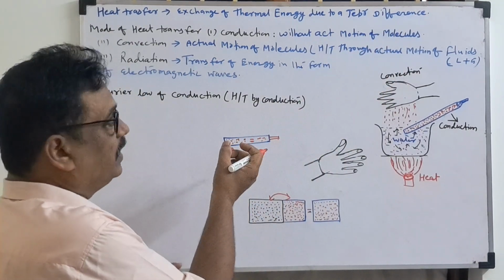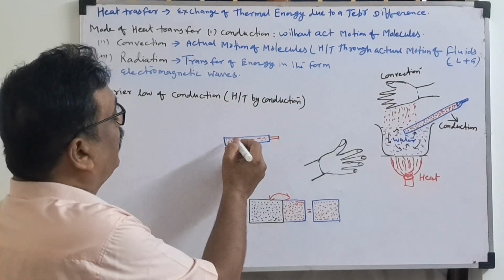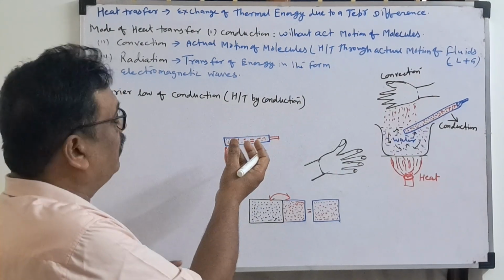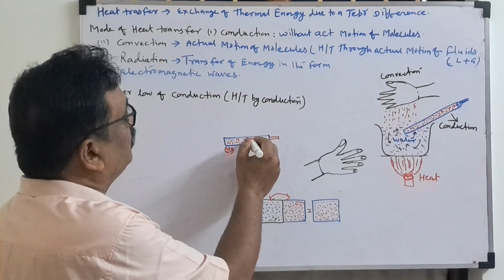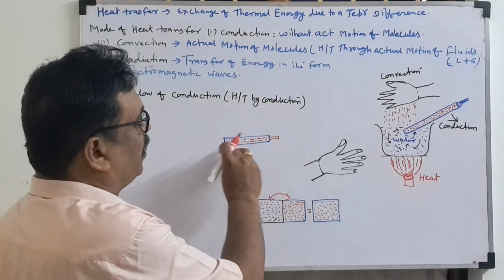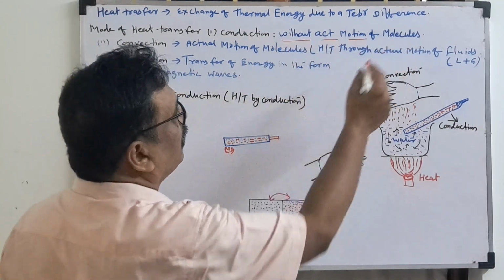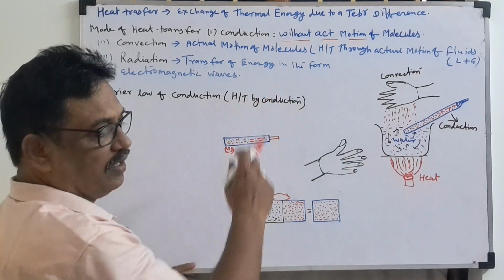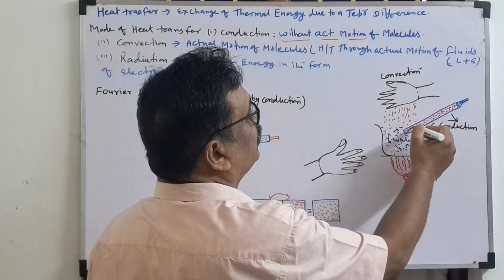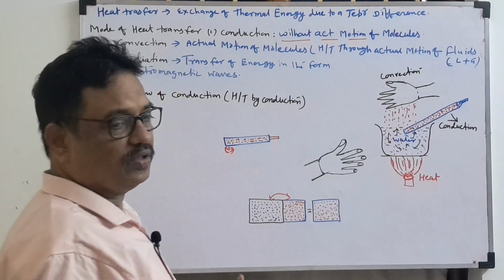A molecule that gets heated will vibrate, it will jump, and it will transfer the heat to the neighbor molecules. Again the neighbor molecules get heated, jump, and transfer heat to their neighbors. Simultaneously all the molecules get heated and the full iron rod gets heated. That process is known as conduction. That is why I wrote that transfer without actual motion of molecules is conduction. First molecules get hot, then transfer energy to the next molecule. That is direct contact, and this process is known as conduction.